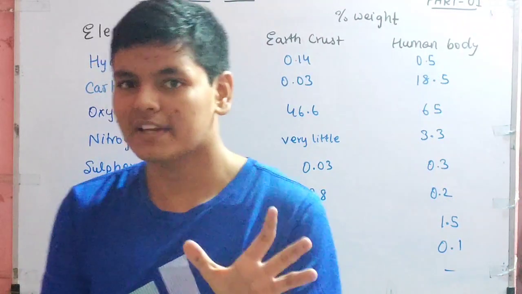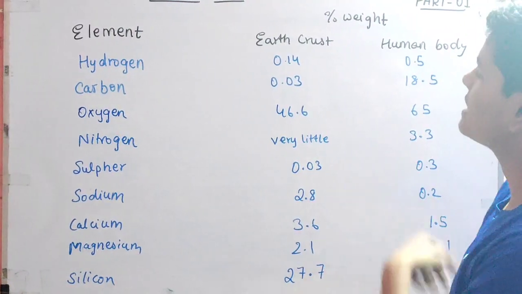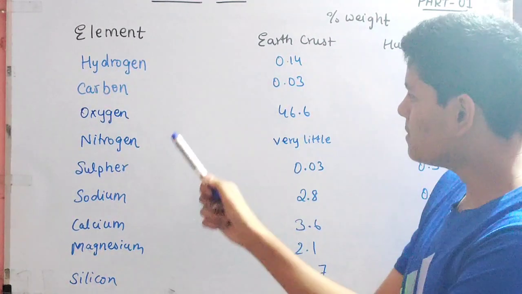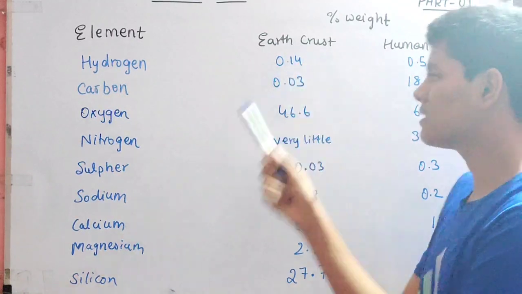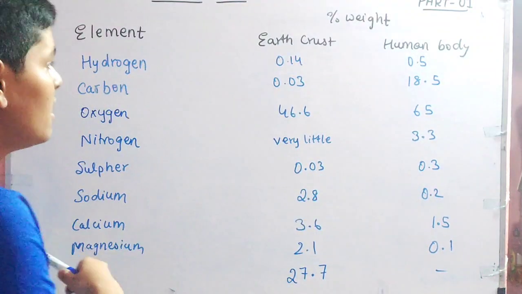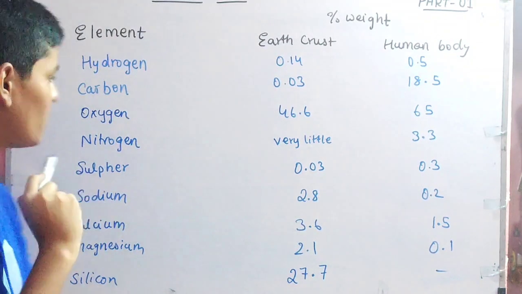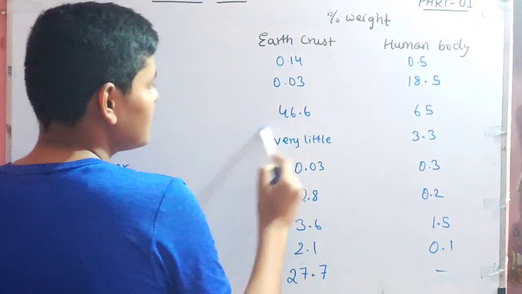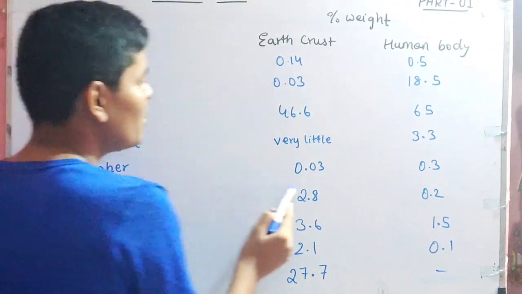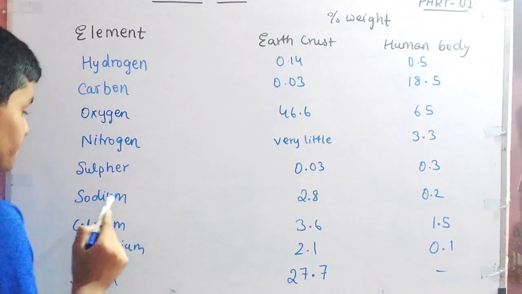So the first element which we have over here is hydrogen. Hydrogen is 0.14% in the Earth's crust, and it is 0.5 in the human body. Carbon is 0.03, that is very little in Earth's crust, but it is 18.5% in the human body. Then we have oxygen. Oxygen is 46.6% in Earth's crust and 65% in the human body. Nitrogen is very little in Earth's crust, but is 3.3% in the human body. Sulfur is 0.03% in Earth's crust and 0.3 in the human body.